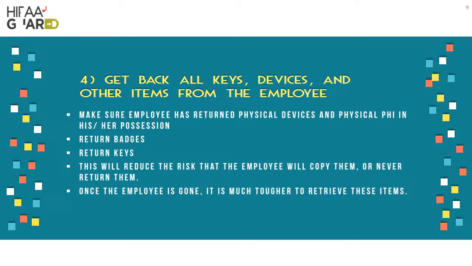Number 4, get back all keys, devices, and other items from the employee. Make sure the employee has returned physical devices and physical PHI in his or her possession. Return badges, return keys. This will reduce the risk that the employee or the business associate will copy them or never return them. Once the employee is gone, it is much tougher to retrieve these items.